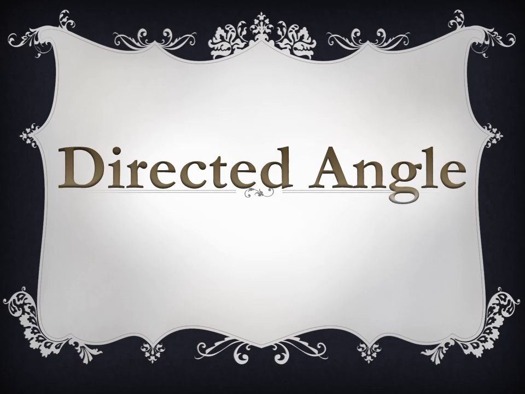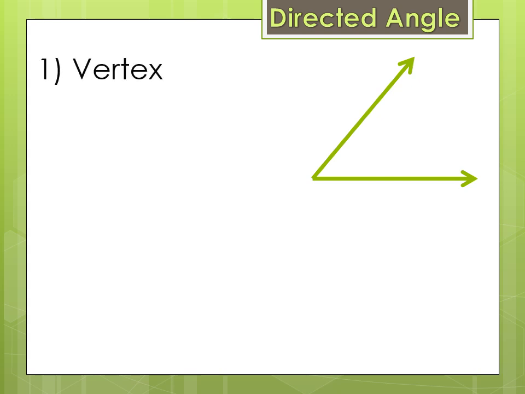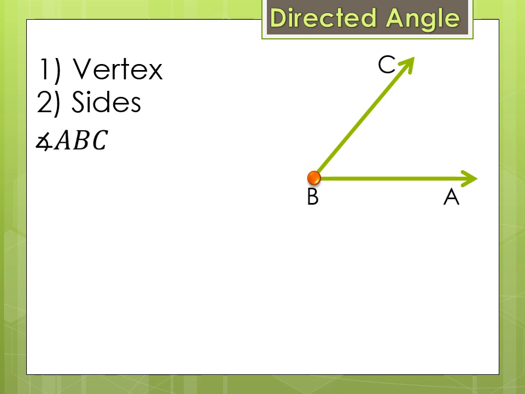Today I'm going to talk about trig directed angles. First lesson, trig directed angle. If you have an angle like this, you have a vertex. This is called the vertex, and two sides to raise angle ABC.